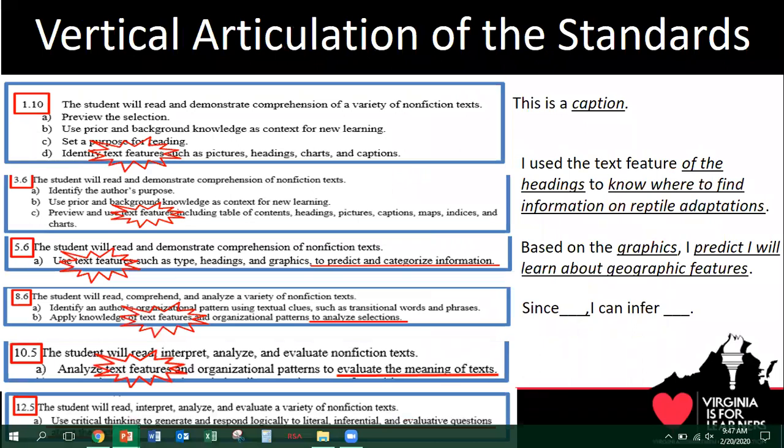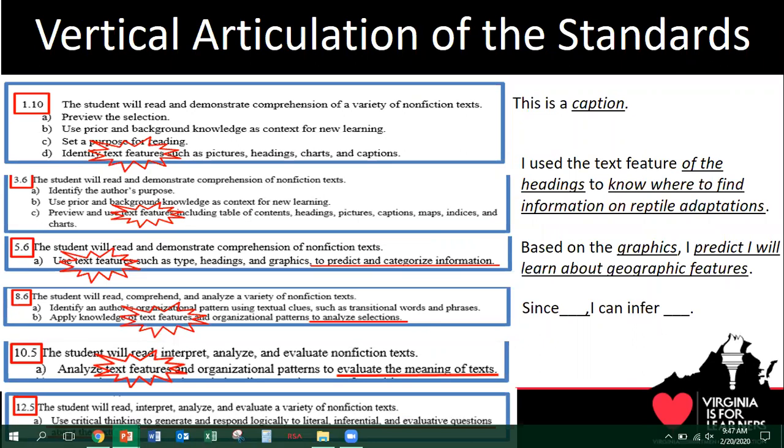You may have also seen this example, the vertical articulation of the standards for English, featuring text features in the example. And I just wanted to demonstrate, in addition to how this one content concept spans grade levels, how the way we support does as well.